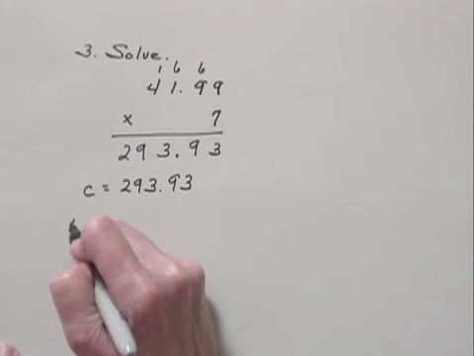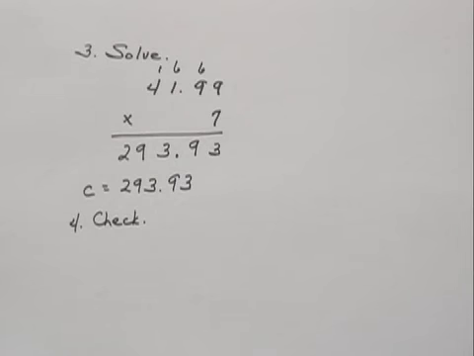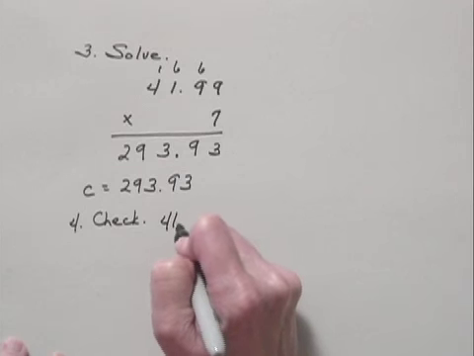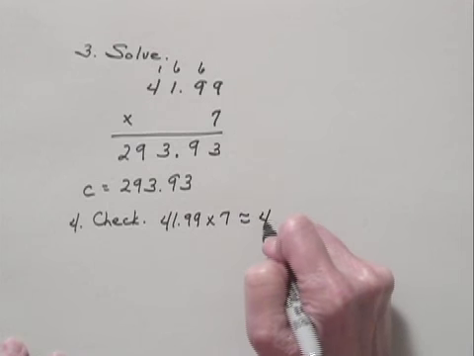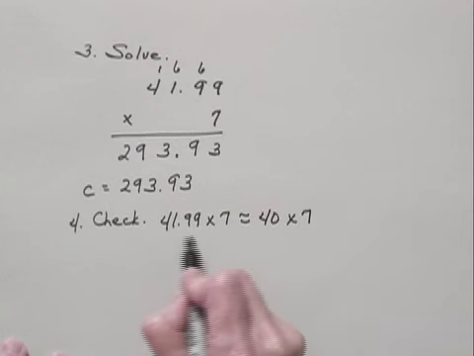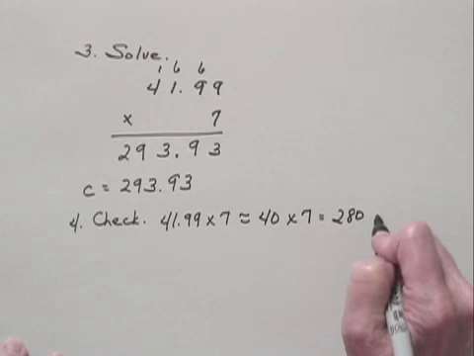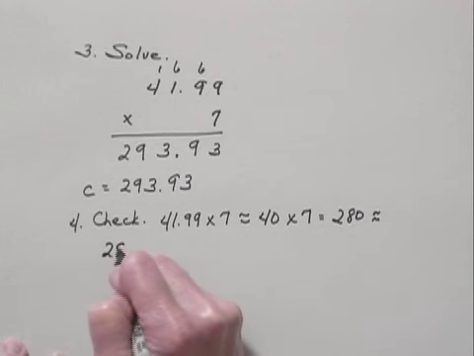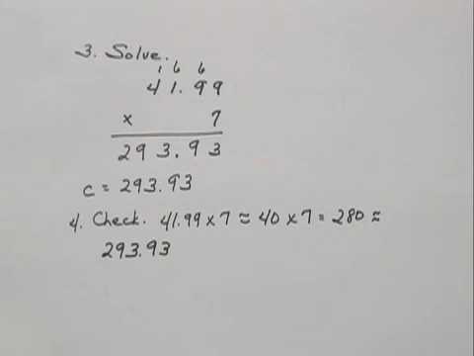Now let's check that to see if we have a correct answer. One way that we can get a partial check of this is to just round and estimate to see if we get a number close to this number. So we could say that 41.99 times 7 is approximately equal to 40 times 7. I'm rounding this number to 40. And that is equal to 280. And 280 is approximately equal to the number that we found when we did the multiplication, 293.93. So the answer seems reasonable, and we have a partial check that we have a correct solution.